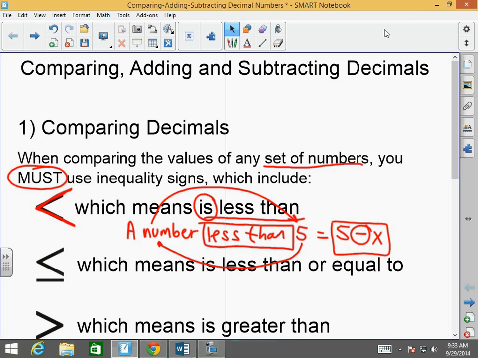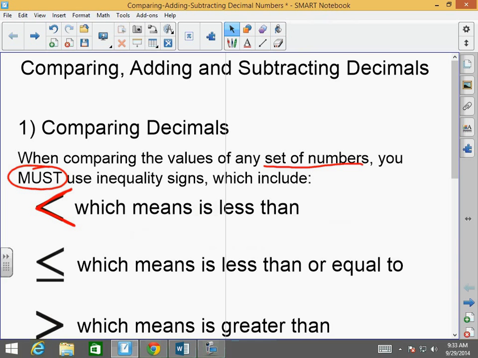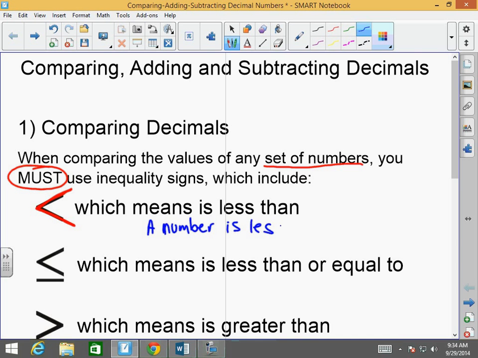However, if I were to tell you a number is less than 5, then it would be a number, we could call that number x, is less than 5. That's the inequality sign. So the is should be really important here. The is is what makes this an inequality. So that is less than.